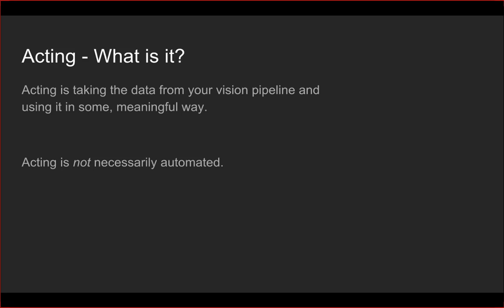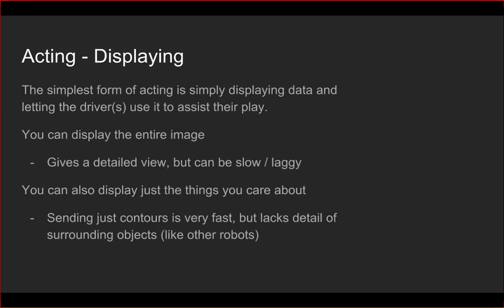Not necessarily. There are a number of ways to do it. First of all, it's not necessarily automated. If the people working on control on the robot, the drivetrain, or the main shooter don't feel like they can do that automation, you actually don't need automation at all. So moving on, the quickest way to act on this data is to just display it, sending it over to the driver station.